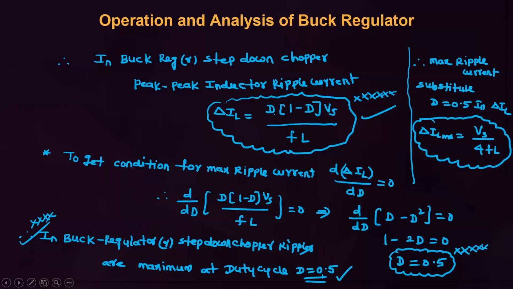Maximum for GATE, only discontinuous mode is important. For the remaining competitive exams, discontinuous mode is not that important. Mostly these formulas only are important. At the end, I will give some formulas for discontinuous mode. All these are continuous mode of operation. This is delta I L max equal to Vs by 4FL.